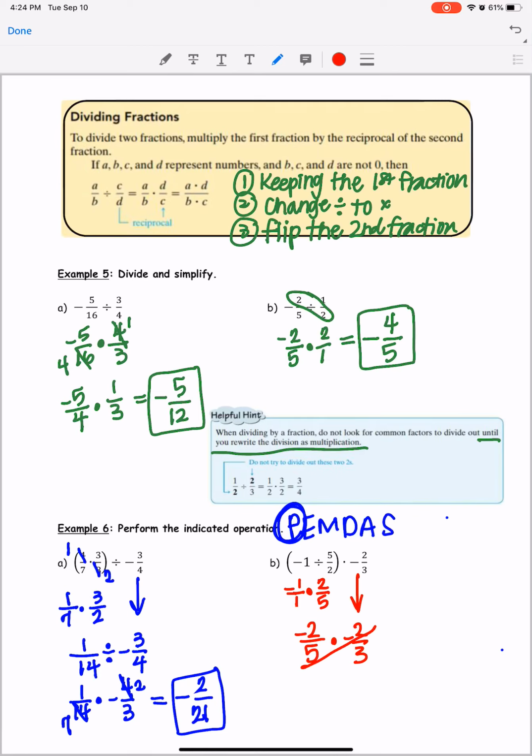Cross-reduce if you can. We got 5 and 2. That doesn't reduce. And 2 and 3. That doesn't reduce. So multiply straight across. Negative 2 times negative 2 is a positive 4. 5 times 3 is 15. Again, you want to look at it. Can you reduce 4 and 15? If you can't cross-reduce here, then you can't reduce this fraction. So that's our final answer.